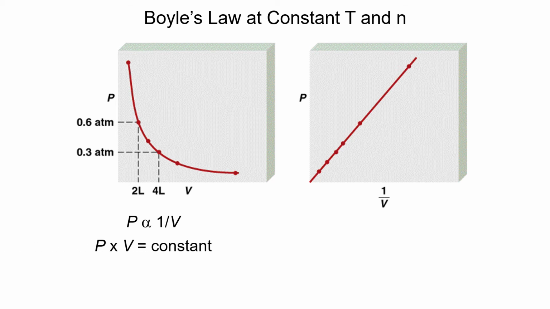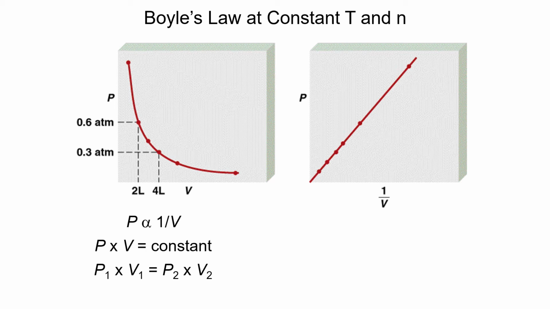So because of this, we can say that P times V equals a constant because there's proportionality there. And we can also expand this and say P1V1 equals P2V2. And this is called Boyle's law.